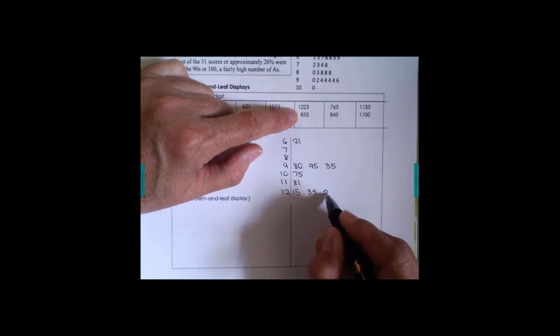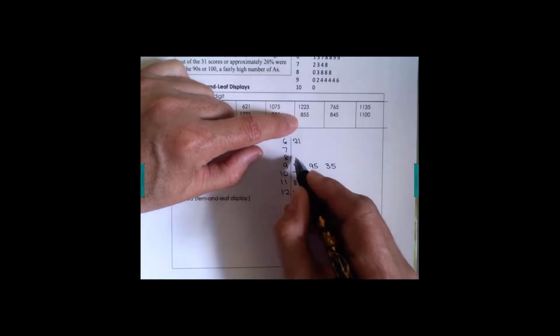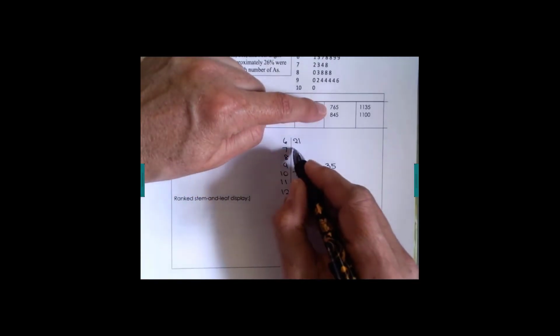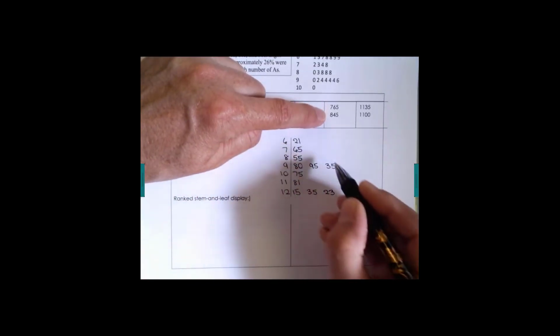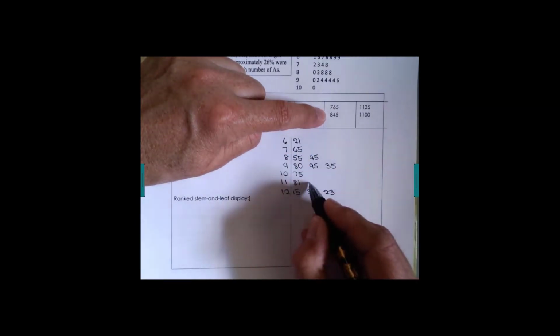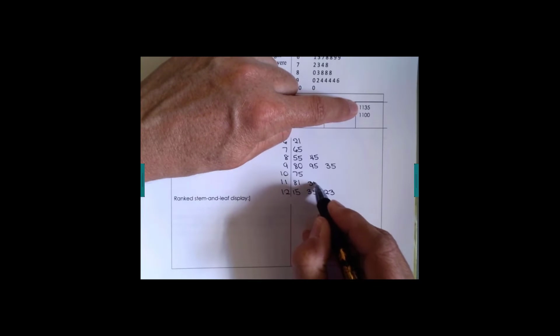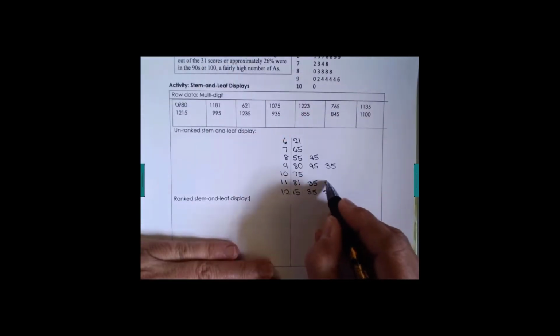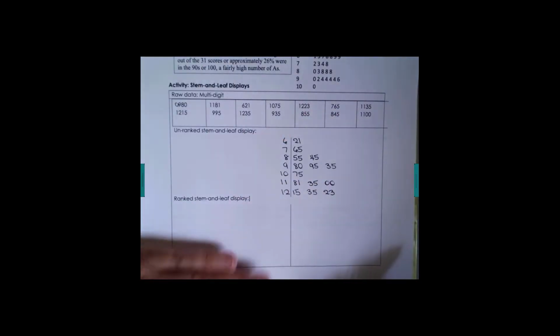1223, 855, 765, 845, and 1135 is next, and finally 1100. Now those are zeros, but it still represents a basic data item, so I've got to put it down.